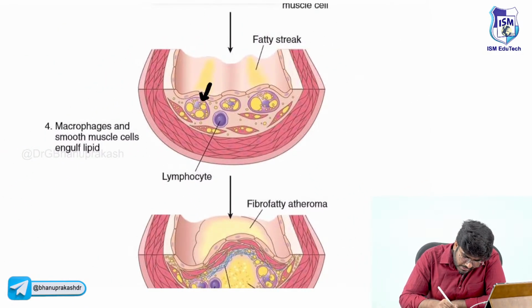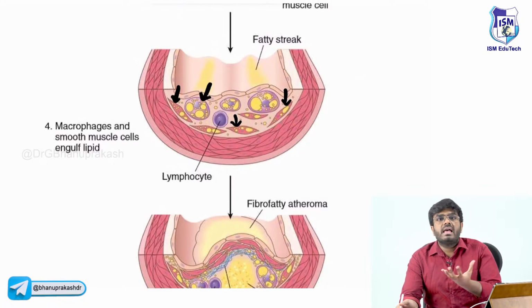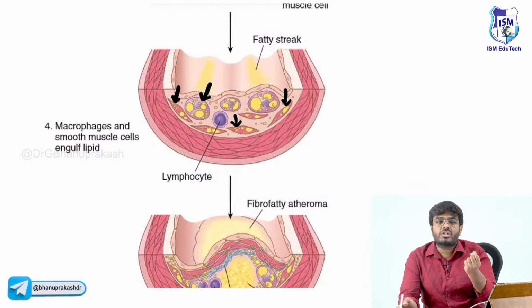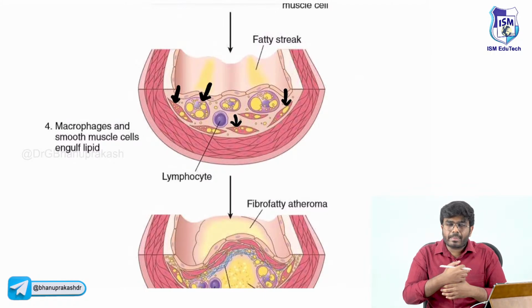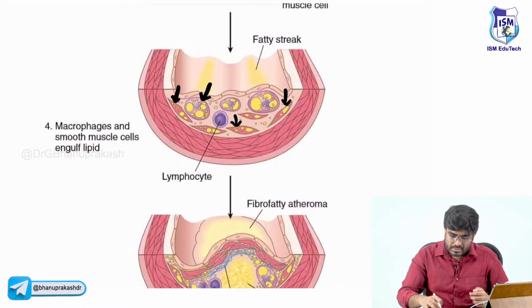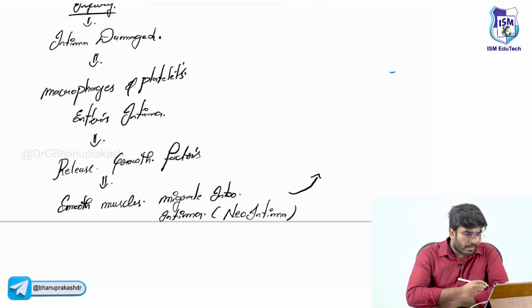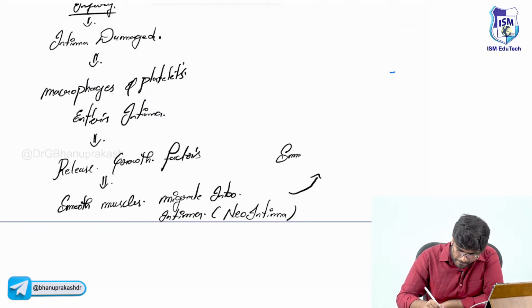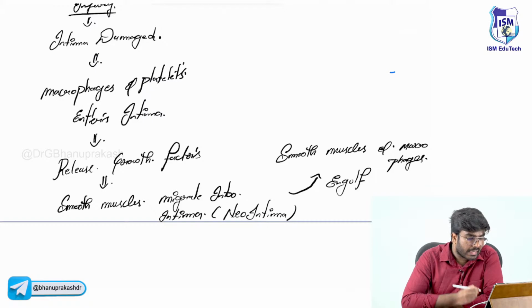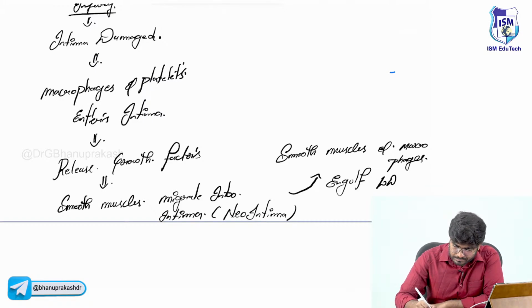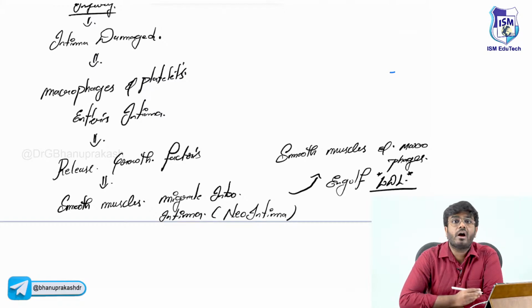Now look, what is happening? Sir, these are the macrophages, and these are the smooth muscles. The macrophages and smooth muscles will start to engulf this LDL cholesterol. All this LDL cholesterol, whatever is getting deposited in the vessel wall, will be taken into the cells. The macrophages and the smooth muscle cells engulf this LDL cholesterol. So what happens next? The smooth muscles and the macrophages engulf what? Engulf the LDL. They will engulf the oxidized LDL, sir.